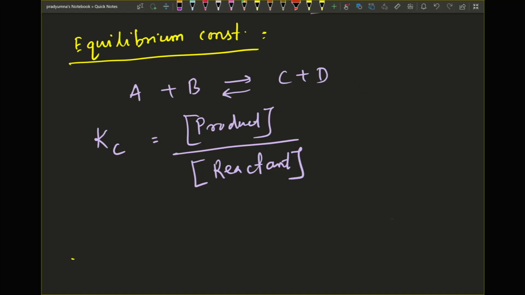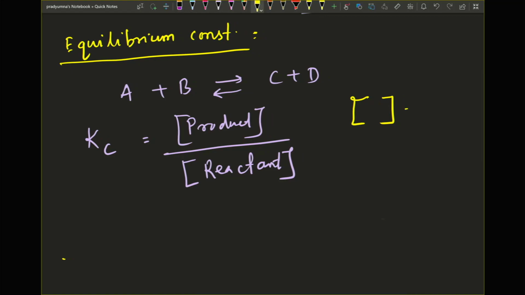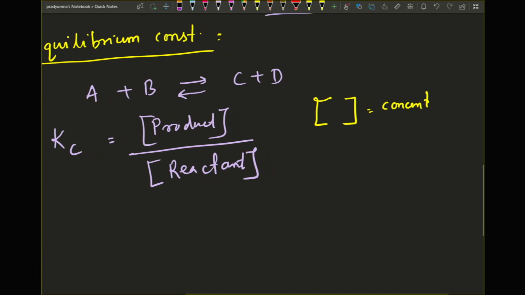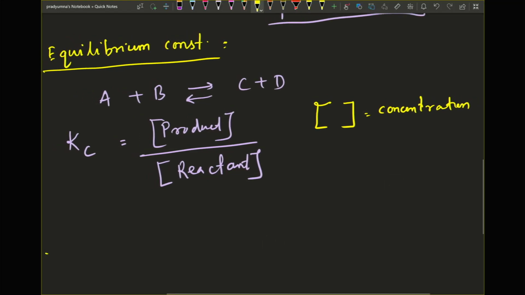Maybe I should write it down here. Square bracket means concentrations. So this means the products' concentrations divided by reactant concentrations. Okay, this is not a true formula, but this is how you should approach it. This is the simpler version of the equilibrium constant.